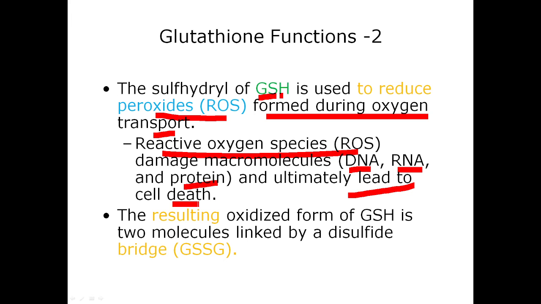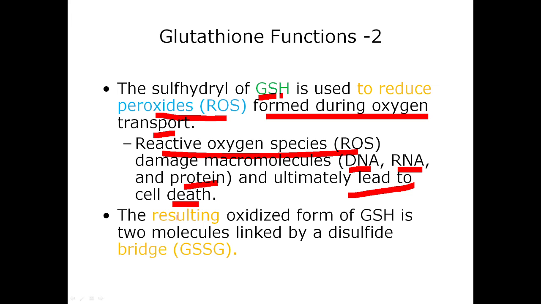So whenever there is more oxidative damage, more and more reactive oxygen species is being produced, and if that is not addressed with the help of the reduced sulfhydryl group of glutathione, in that case cell death may happen. The resulting oxidized form of GSH.